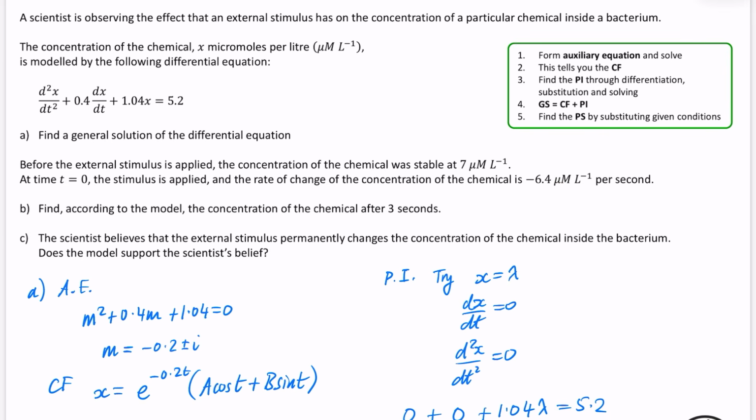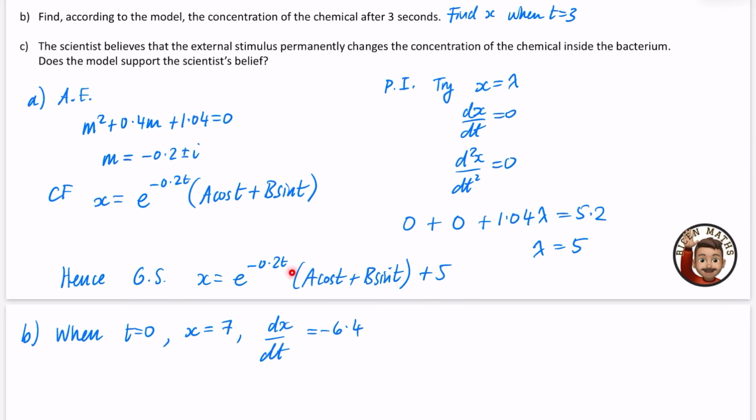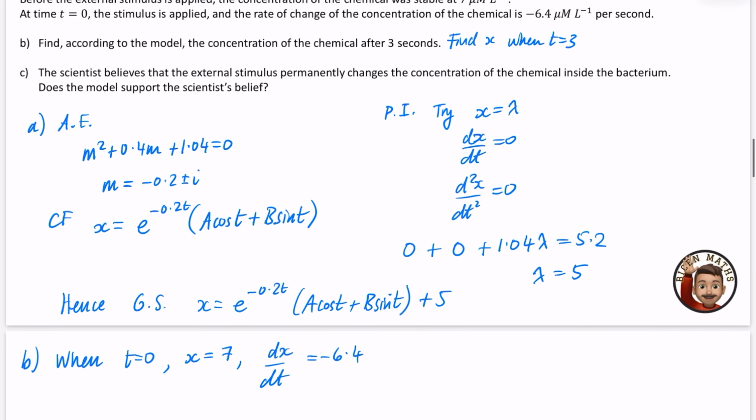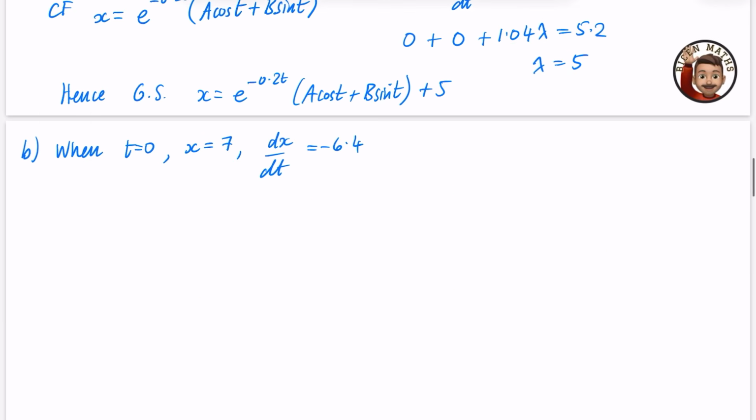So it's pretty obvious what we need to do, right? Even though it says find, according to the model, the concentration of the chemical after 3 seconds, in other words, find x when t equals 3, it feels like we haven't finished this, right? We still haven't found a particular solution. So I'm going to use this information with my general solution to find the particular solution, and then I will find x when t is equal to 3. So I'm going to start off just using this one and this one, okay?